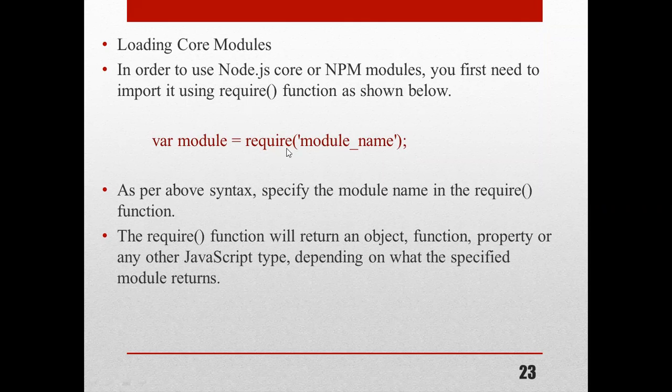If we mention require with that module name here, that means that the module with its properties, objects, and functions are all included in that application. We are going to include that module, which means we are going to access all the functions, properties, and whatever that module includes in that application. So this is how we can load these core modules in our application using the require function.